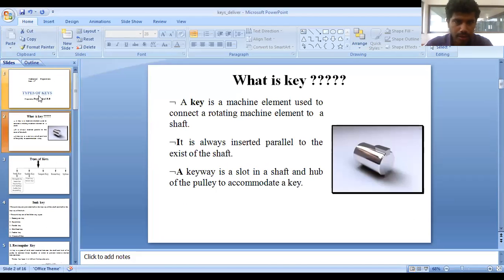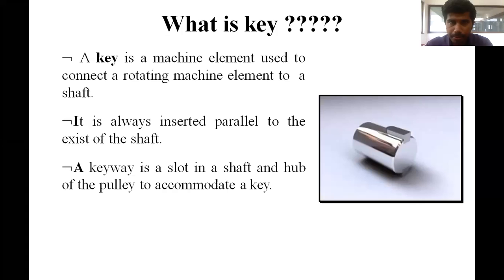So keys. First of all, what is a key? A key is a machine element used to connect the rotating machine element to a shaft. The machine is going to run, and for running, the prime mover has a shaft. This shaft is connected without rotating relative to the other element with the help of a small element called the key.